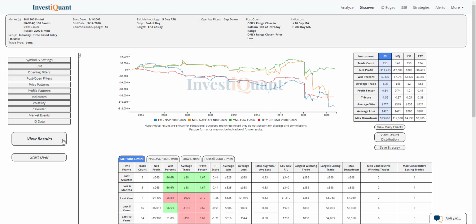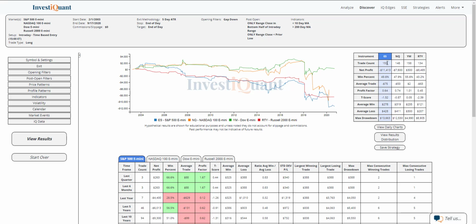All right, so here we go. These are the results of going long at 3 p.m. Eastern Time and exiting at the close 4:15 p.m. Eastern Time when you gap down, and then at 3 p.m. you are trading in the bottom half of the intraday range and below the prior day's low of the day. This is taking place below a 10-day moving average and above a 200-day moving average.